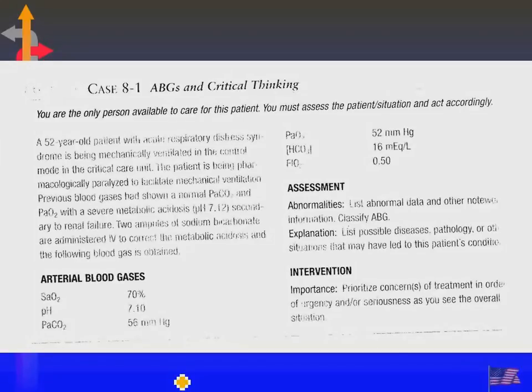To facilitate mechanical ventilation, previous blood gases had shown a normal CO2 and PO2 with a severe metabolic acidosis. Could be there's an underlying sepsis or something else going on. Secondary to renal failure. Oh, there you go, that's why. 2 ampules of bicarbonate are administered to correct the metabolic acidemia, and you get the following blood gases: a saturation of 70%, a pH of 7.1, PCO2 of 56, PO2 of 52, bicarbonate of 16, FiO2 of 50%.